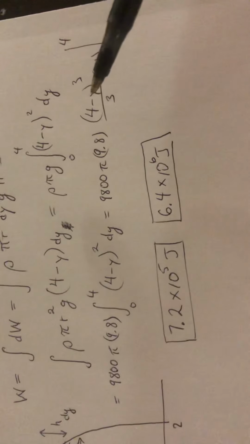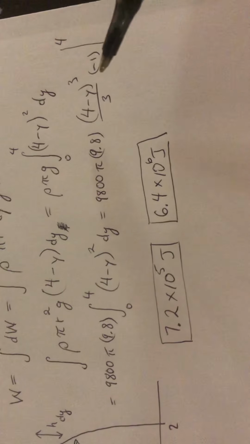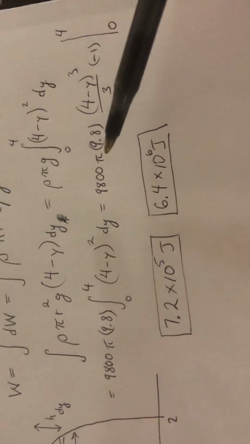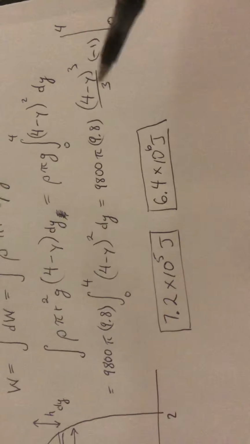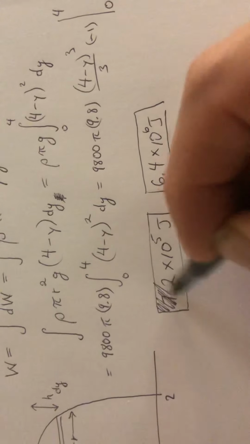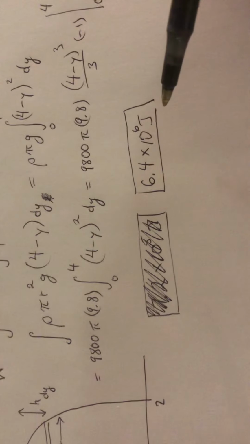All right, the 4 is going to give me a 0, and then a minus and a minus equals that, so we have 0, that's 4 cubed. So we have 9,800 times pi times 9.8, it's 4 cubed over 3. And the first time I did this, I made a mistake. So let me cross this out. So this is the answer.